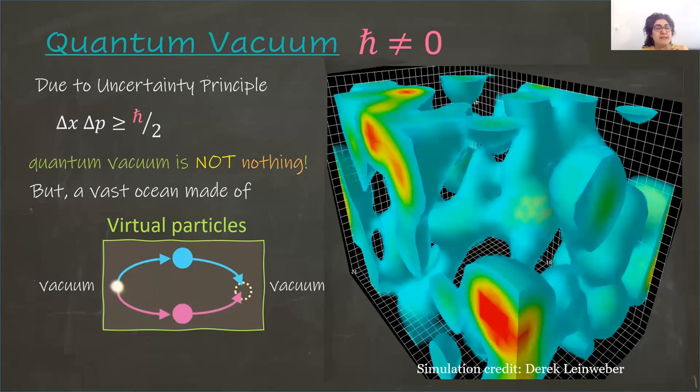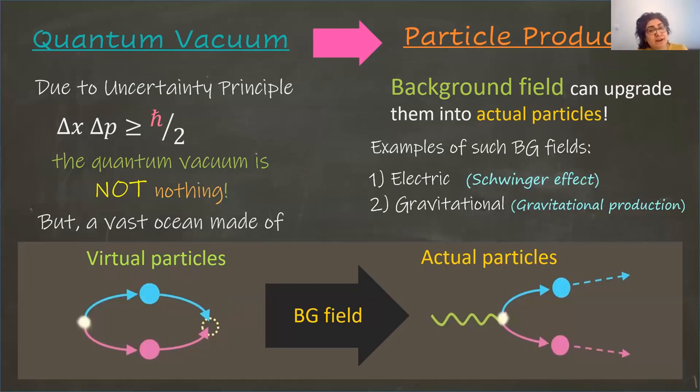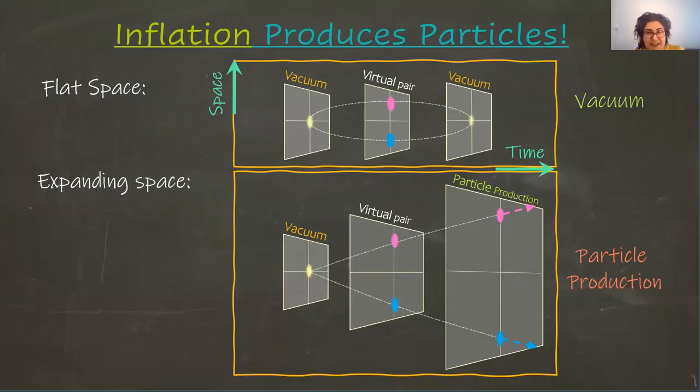However, in the presence of a background field, if the background field is strong enough, it can upgrade these virtual particles into actual particles. Some examples of such background fields are an electric field that can generate particles by the Schwinger effect, or a gravitational field, which can produce them gravitationally. In fact, inflation itself can produce particles. So in flat space, we have a virtual pair of particles, but they end up annihilating each other and we end up with vacuum.